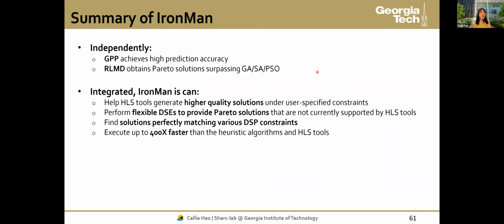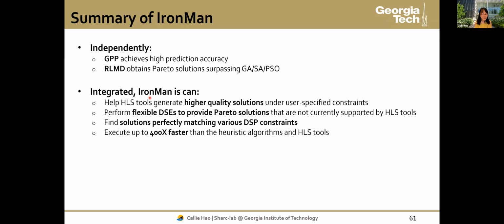So this is a brief summary of IronMan. Independently, we have this GPP predictor, which can achieve high prediction accuracy, and we have this reinforcement learning algorithm that can obtain Pareto solutions that outperform the heuristic algorithms.